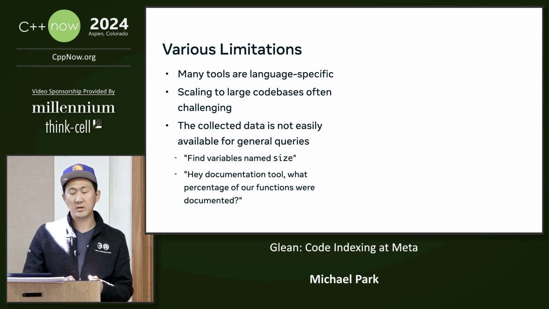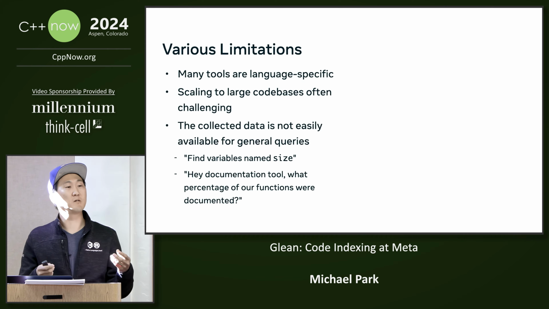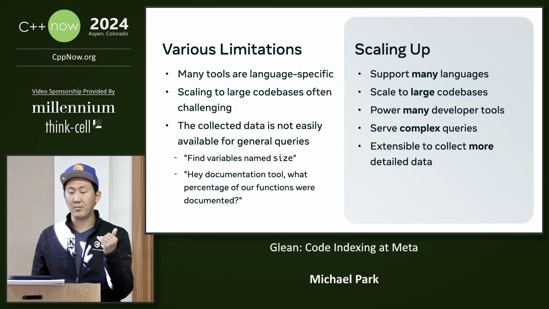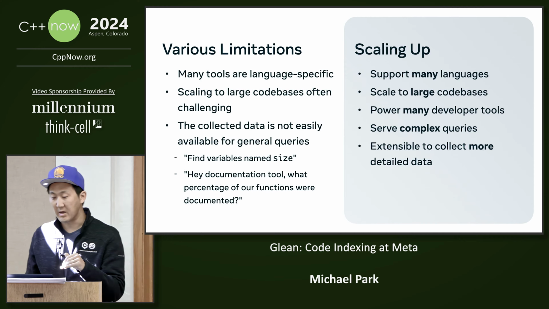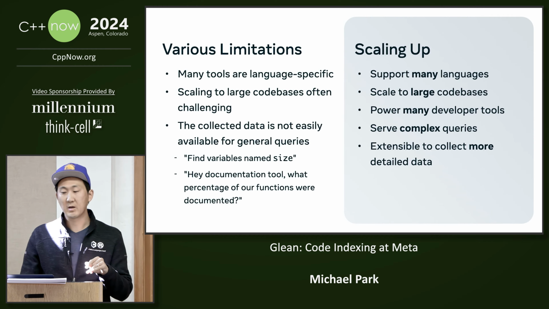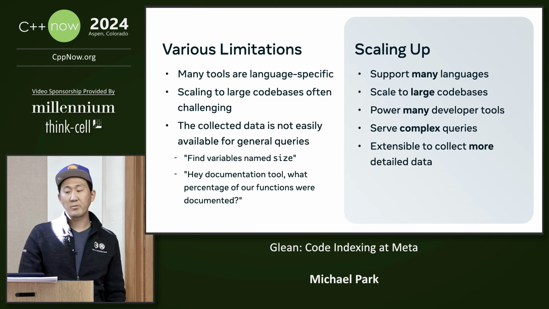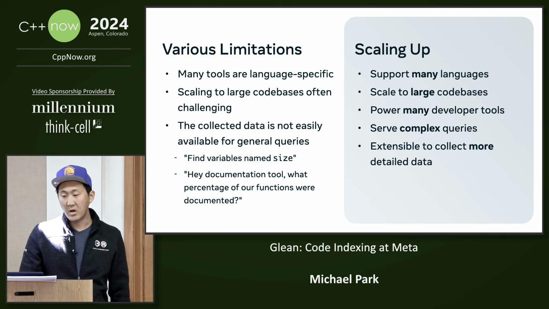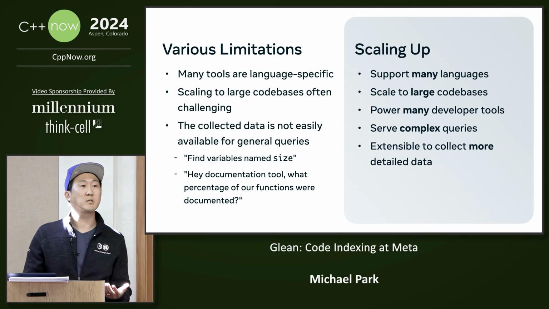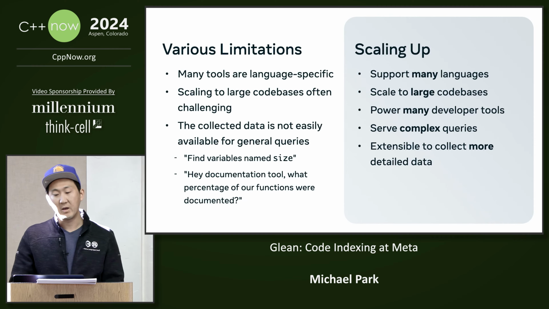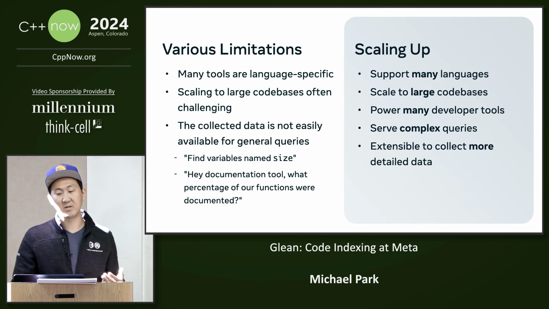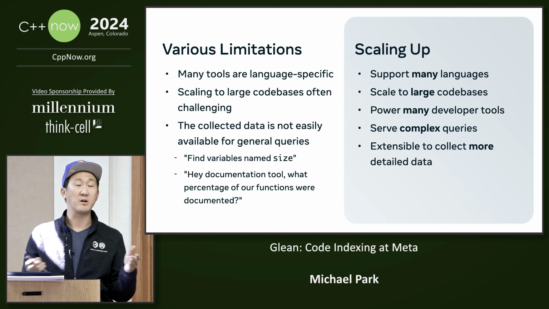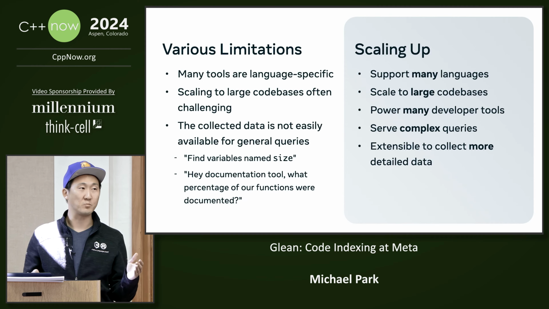And so what we want is to be able to ask your tool general questions about the code. So we want to scale this up, but we want to scale it up along several different axes. We want to be able to support many languages, scale to large code bases. We want to be able to power many of the developer tools that I just shared. We want to be able to serve complex queries, so some examples that I already gave. And then the schema that we develop has to be extensible to be able to collect more data, because we're not going to be able to store the entire AST. That's just going to be too much information.